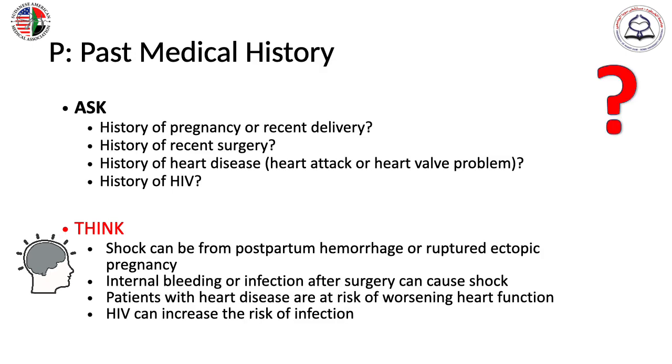Ask for past medical history. It can give you clues: history of diabetes with polyuria, then volume depletion and DKA. Pregnancy, because a lady can have antepartum, intrapartum, postpartum bleeding, or even rupture of ectopic pregnancy. Recent surgery, the patient can bleed, and history of heart disease can lead to cardiogenic shock. HIV can increase the risk of infection.